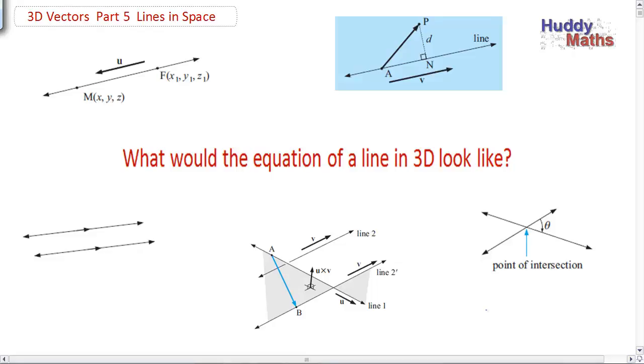So here's a question for you here. Right now, what were we going to say? What would the equation of a line in 3D look like? Okay, so we're going to investigate the few little pictures around the screen here. Oh, this looks like projection or something here. Oh, parallel lines, better see what they produce.